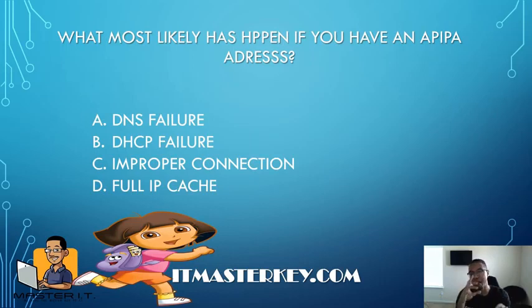So you get an APIPA address, which is a private address, if you can't get an address from the DHCP server because you can't communicate with it, you're not connected to it. So it has to assign you something, so it gives you a private address, and that address is going to start with 169. So quick troubleshooting, if you got a 169 IP address, it's because you are not connected to the DHCP server. Thus, this answer is going to be DHCP failure.